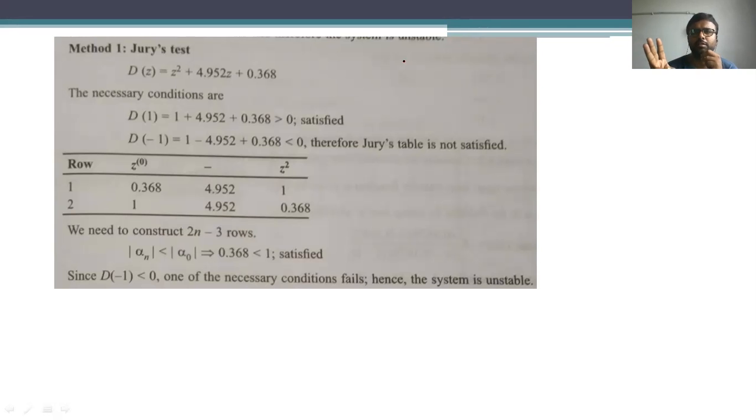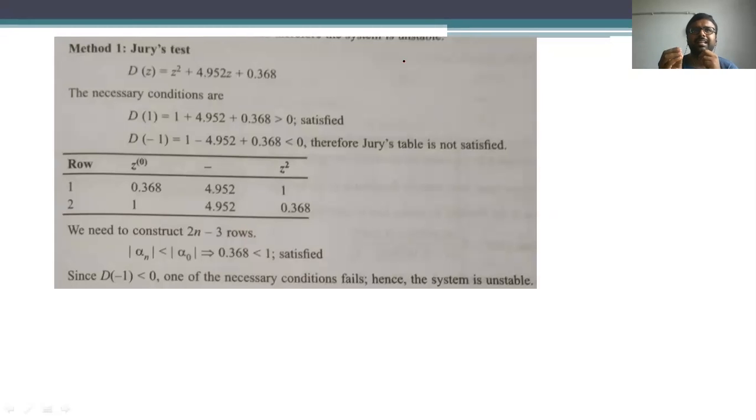And the third condition to be satisfied is that the modulus of an should be less than a naught. Okay, so these are the three conditions that have to be satisfied in order to conclude whether the system is stable or not.